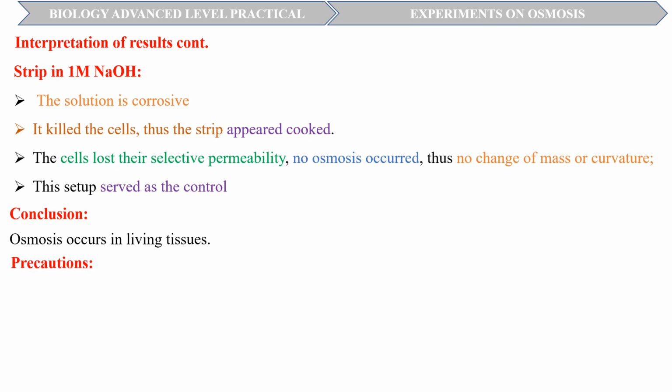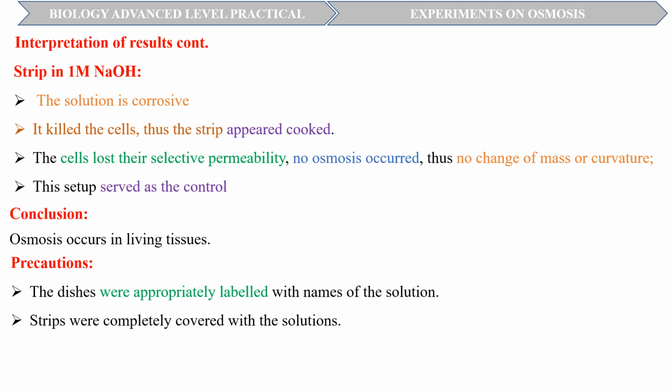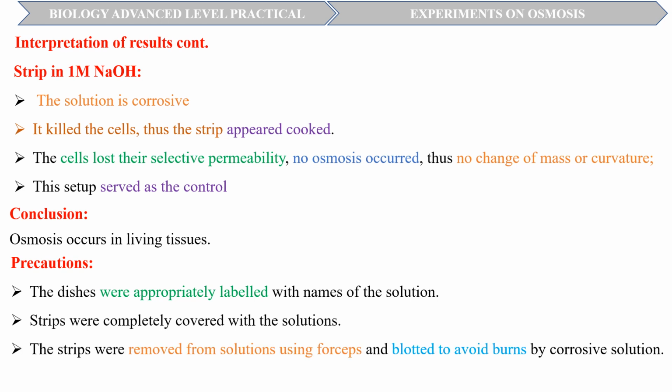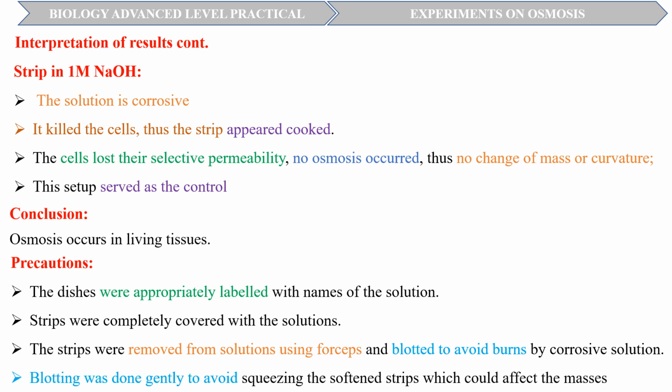To arrive at these results, we took some precautions that helped us to have reliable results, and also for safety. The dishes were appropriately labeled with names of the solutions to avoid confusion. Strips were completely covered so that the solutions affected the whole strip. The strips were removed from the solutions using forceps and blotted with tissue paper to avoid burns by the corrosive solution. Blotting was done gently to avoid squeezing the softened strips, which could affect the masses.